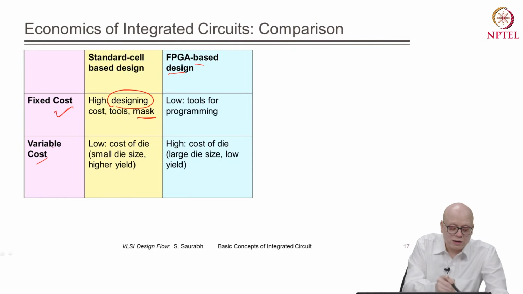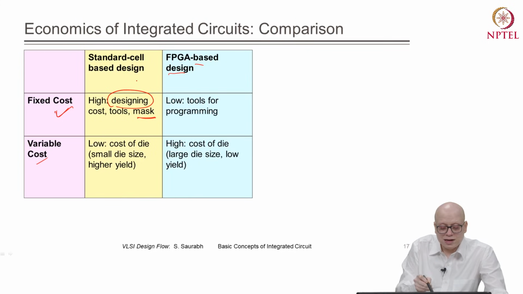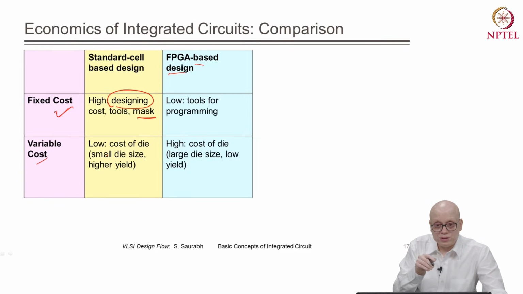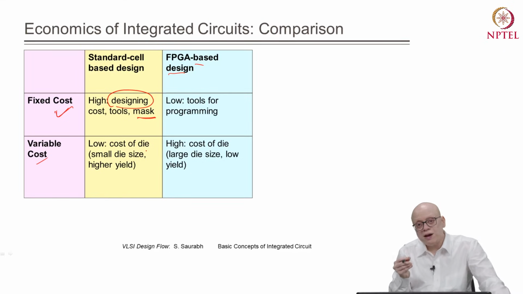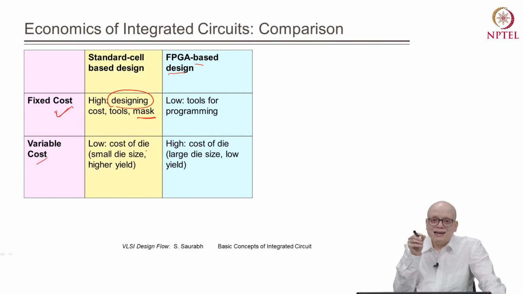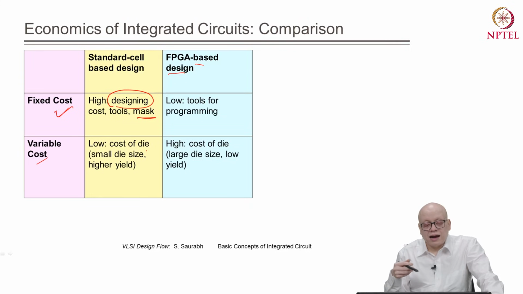And what about the variable cost? For standard cell based design, the variable cost per unit product can be lower. Why can it be lower? Because the cost of the die will be lower, because we can optimize our design to occupy less area on the die, and as such you can get more dies on a given wafer, and therefore the variable cost can be made lower, right?